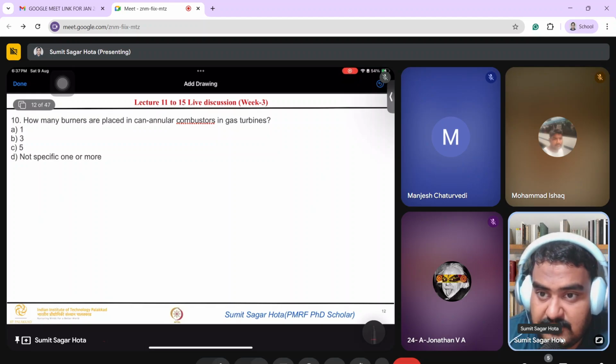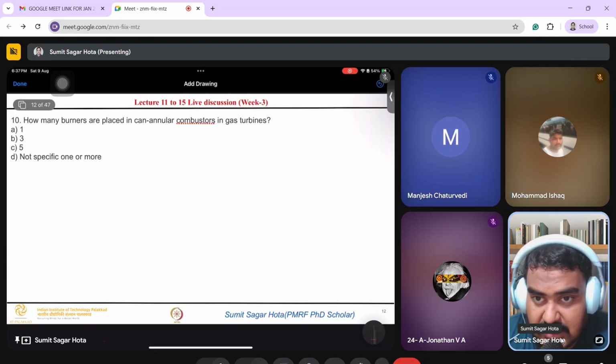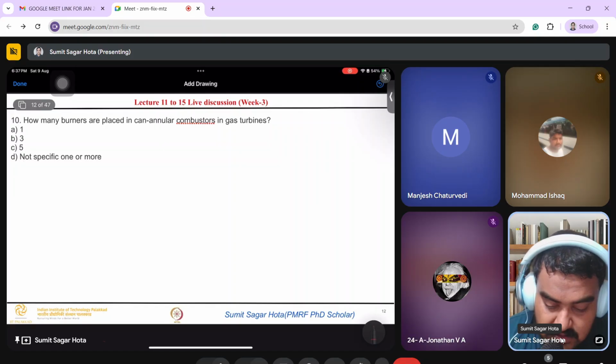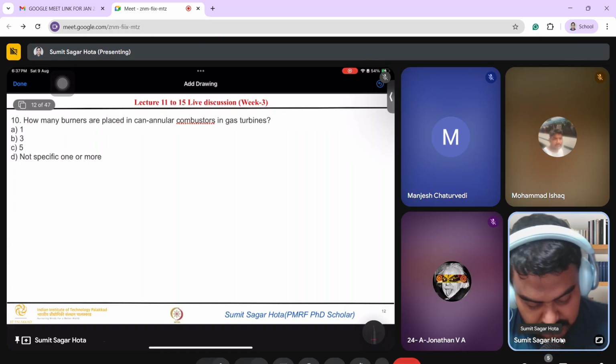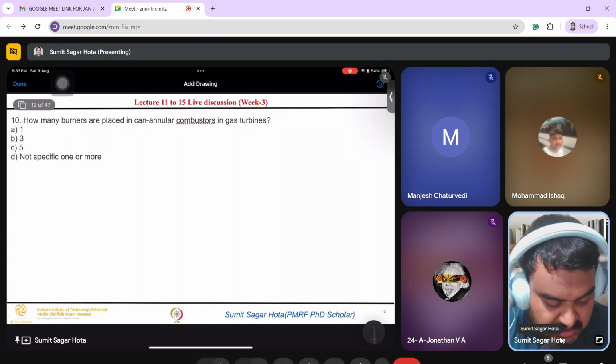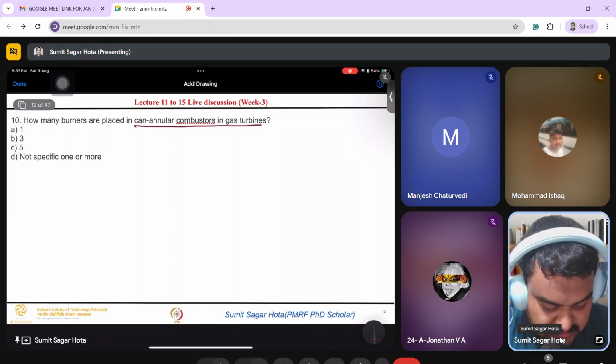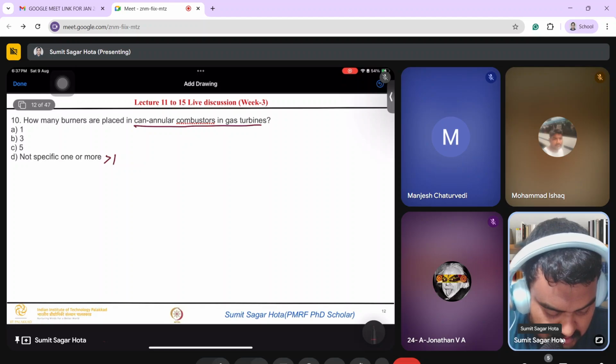Next is how many burners are placed in can annular combustors in a gas turbine. This is a kind of theoretical question, but the answer is not specific. It can be one or more, so greater than or equal to one.